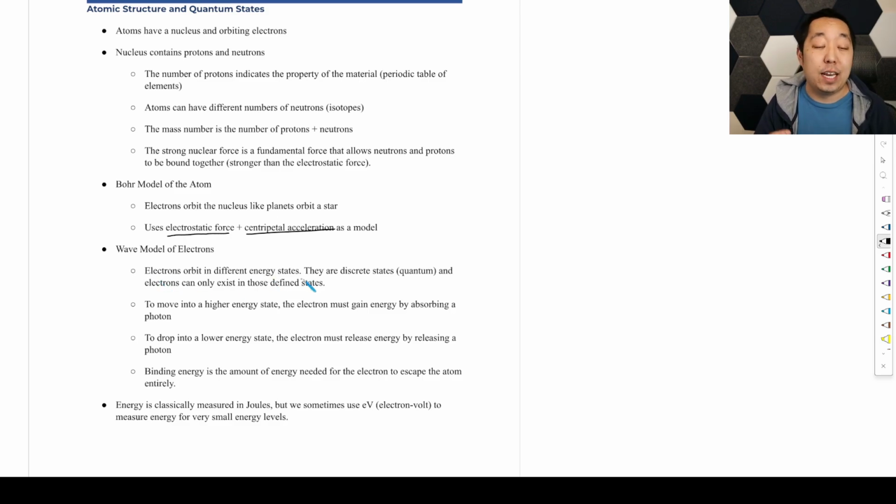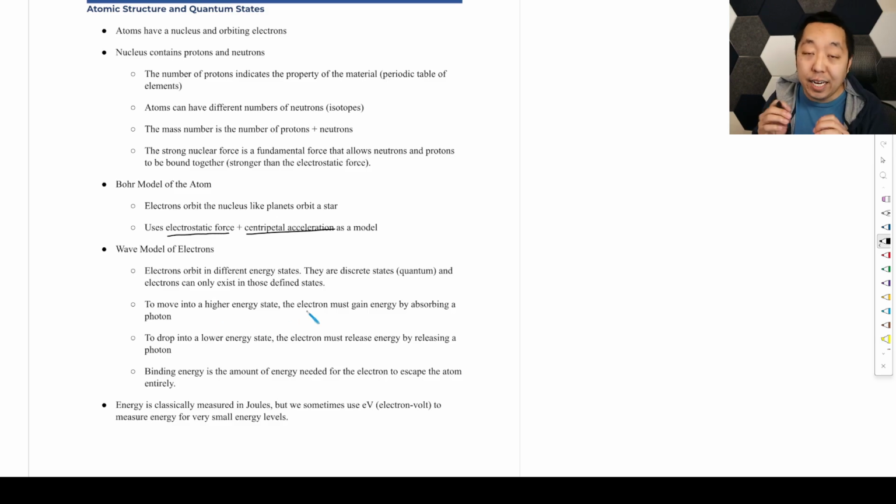Electrons orbit in different energy states. They are discrete states. They are quanta, right? They can only jump between specific states. So if you were to think of it as orbiting, they could only orbit at certain locations, rather than being a continuous spectrum of various orbits, right? So this is what we call quantum states.